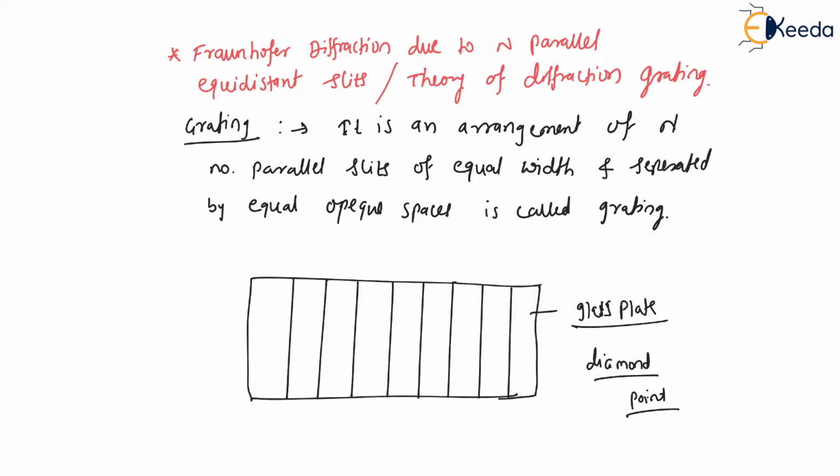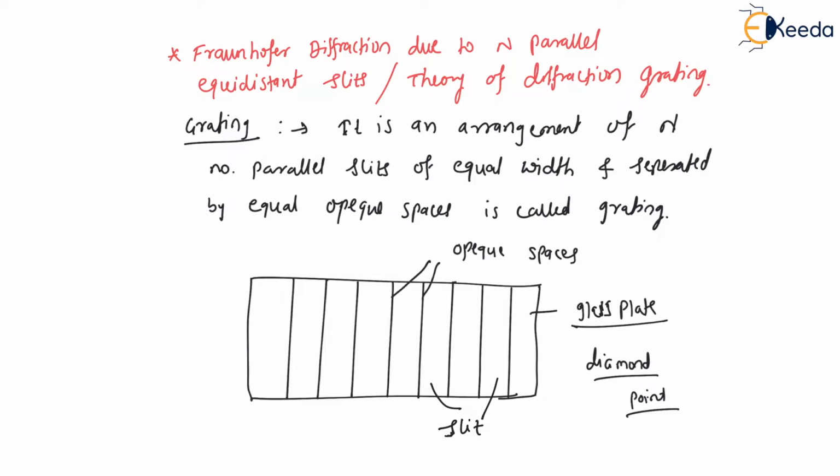Now see, always remember these lines act as opaque spaces. And the distance between two lines, this transparent part, this one or this one, acts as a slit. So this is a slit.